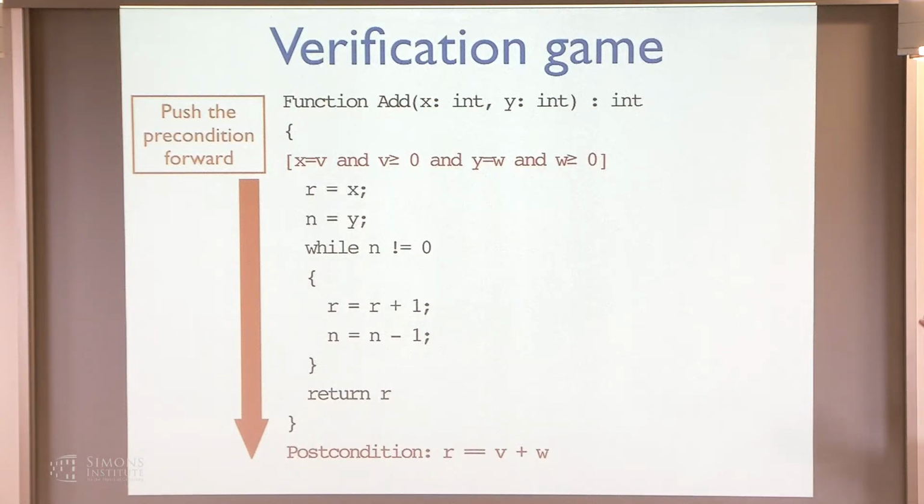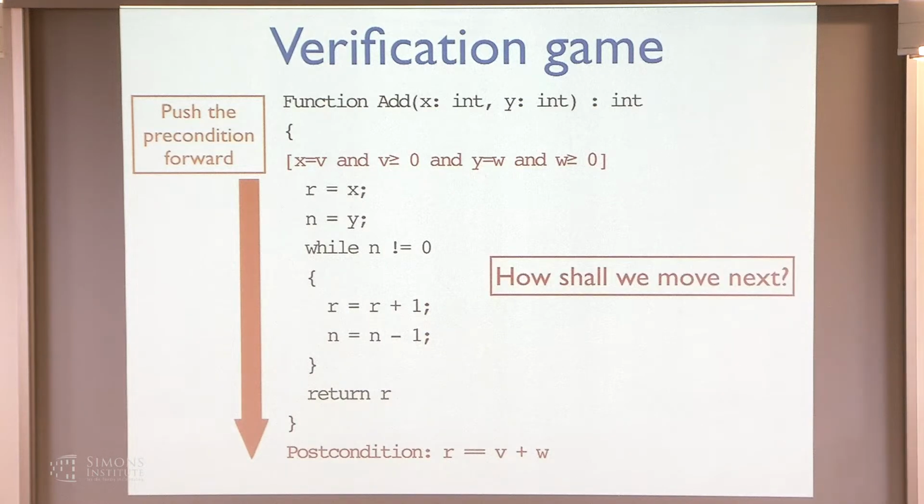And we are just putting it in the function, so I assume that this is a simple rule that I can apply. I just push it there. Now, the question is, how shall I move next? So what is the first rule that I introduce? Here we have an assignment that says R is equal to X. So what shall I do now?